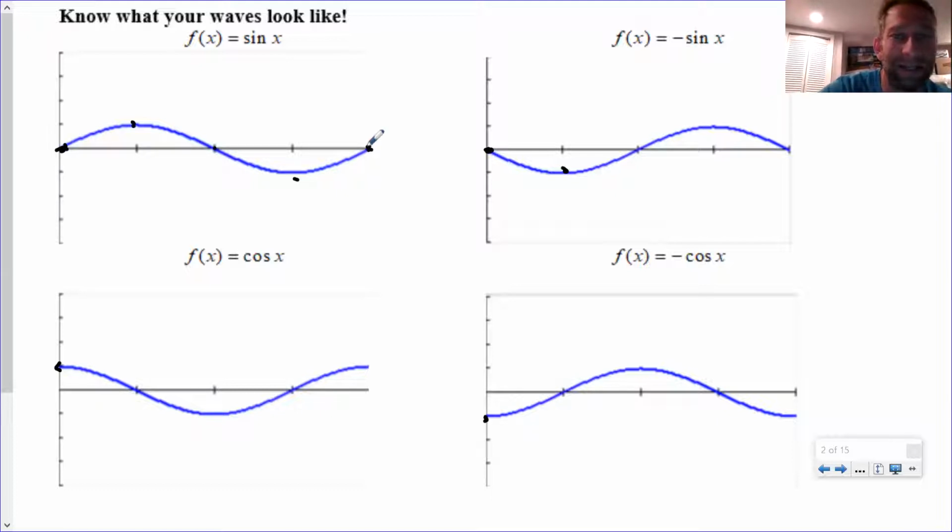Positive sine starts and ends at the middle. Negative sine starts and ends at the middle. Positive cosine starts and ends at the top. Negative cosine starts and ends at the bottom. So let's put it all together now, and let's take a look at some examples.